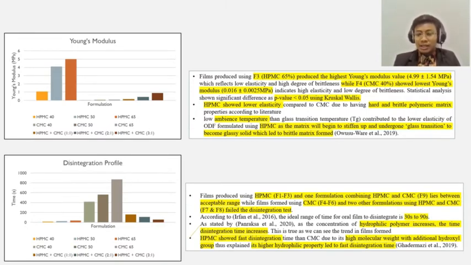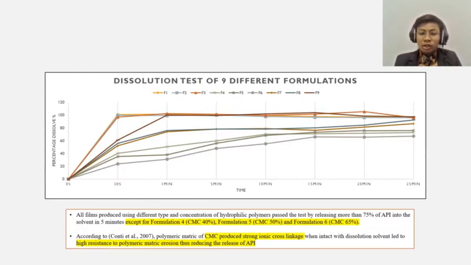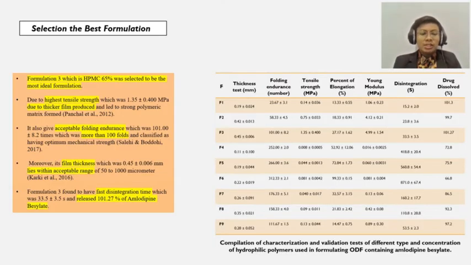For the disintegration test, HPMC was found to disintegrate faster than CMC due to its additional hydroxyl group, which leads to higher hydrophilic property. For the dissolution test, ODF formulated using CMC actually failed the test because it produced strong ionic cross-linkage when in contact with the dissolution solvent. HPMC 65% was selected to be the most ideal formulation because it had the best mechanical properties and fast disintegration, as well as a high percentage of drug release in the dissolution test.